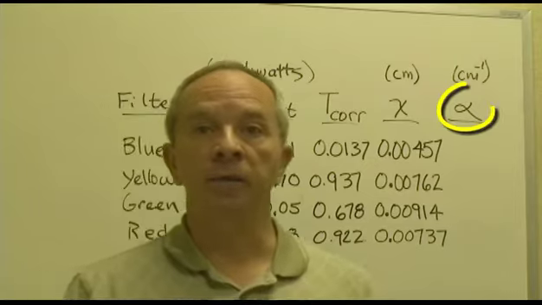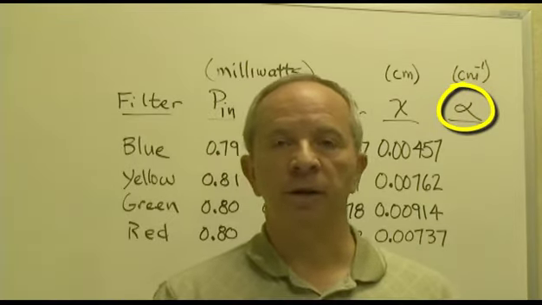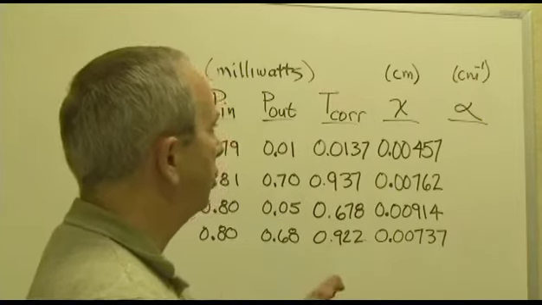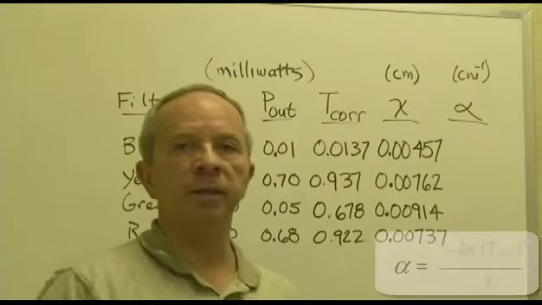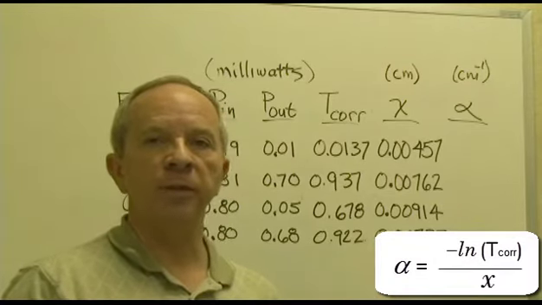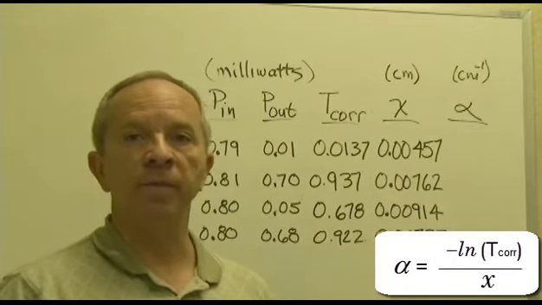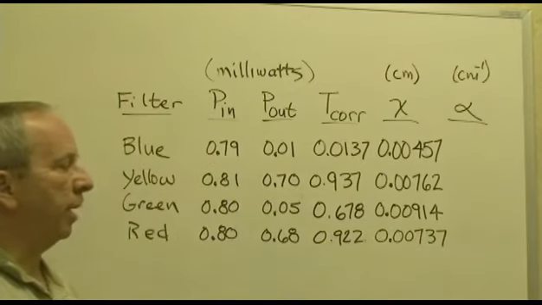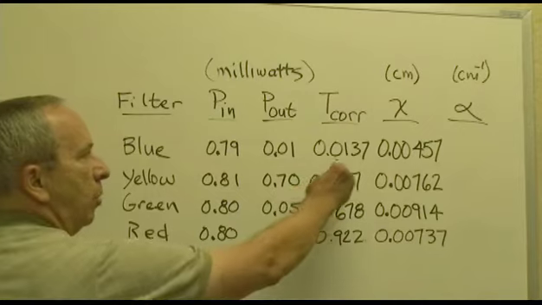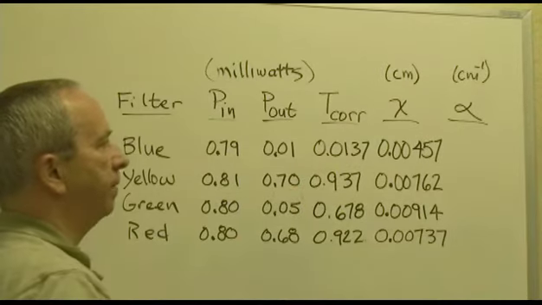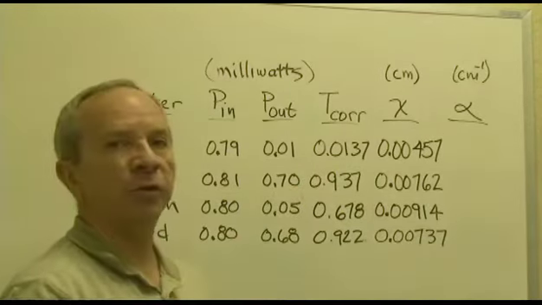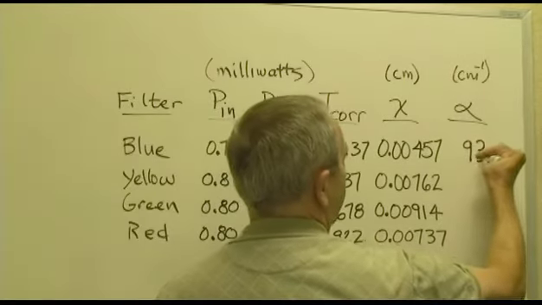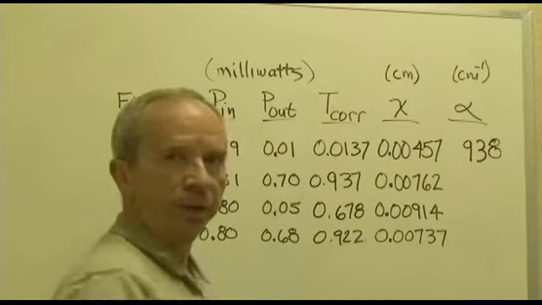Now we need to calculate the absorption coefficient that corresponds to these transmittances. And to do that, the text indicates that you need to use the negative log of the transmittance divided by the thickness of the filter. So, for example, for the blue filter, we'll plug in minus log of 0.0137 and then divide that by the thickness of 0.00457, and we'll come up with an absorption coefficient of 938 per centimeter.